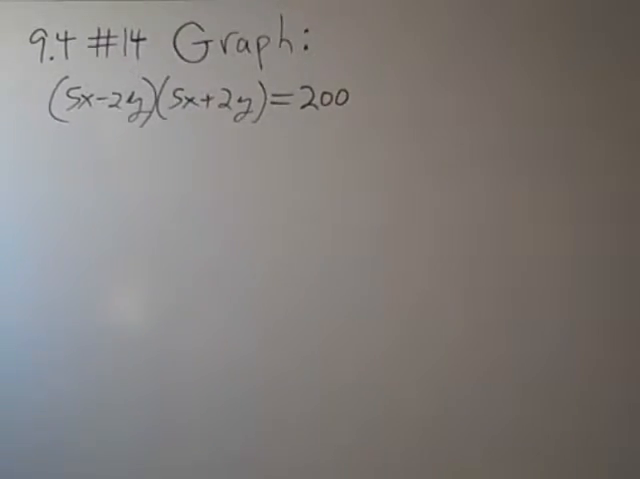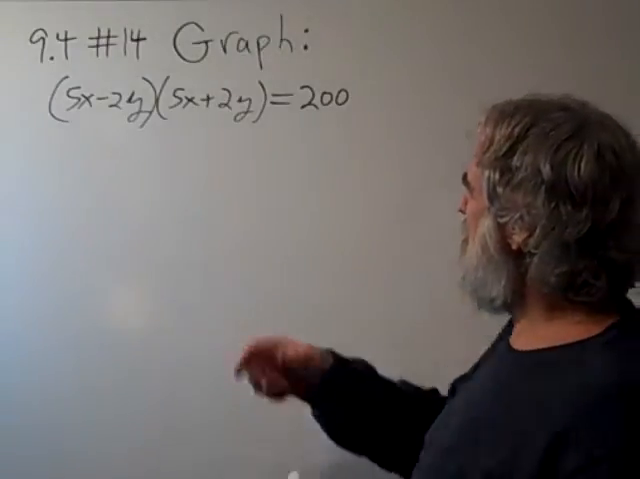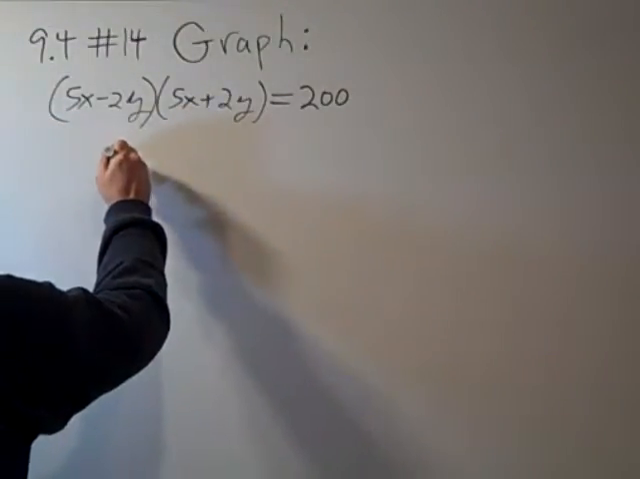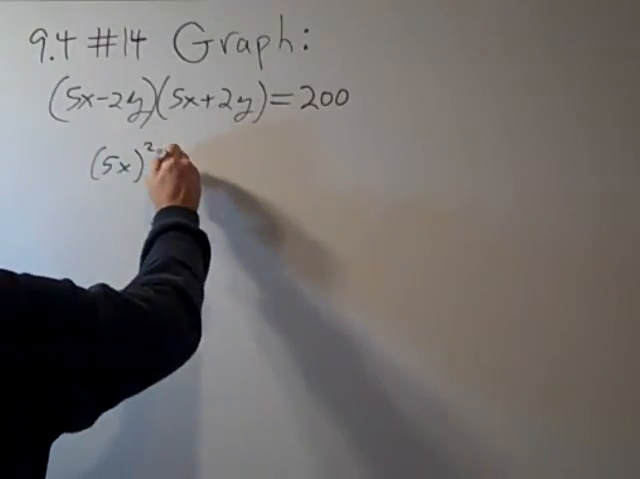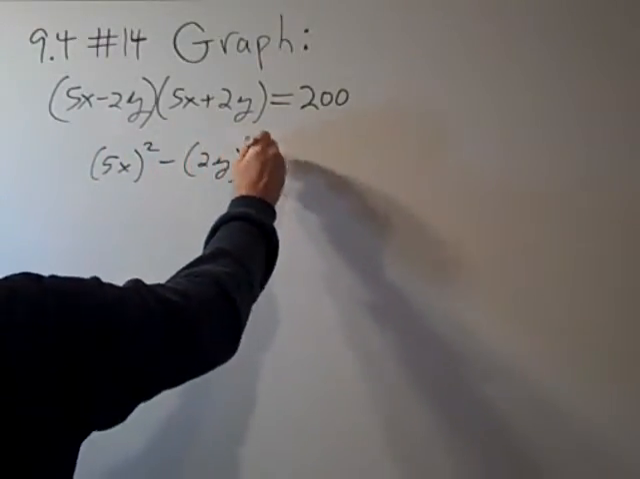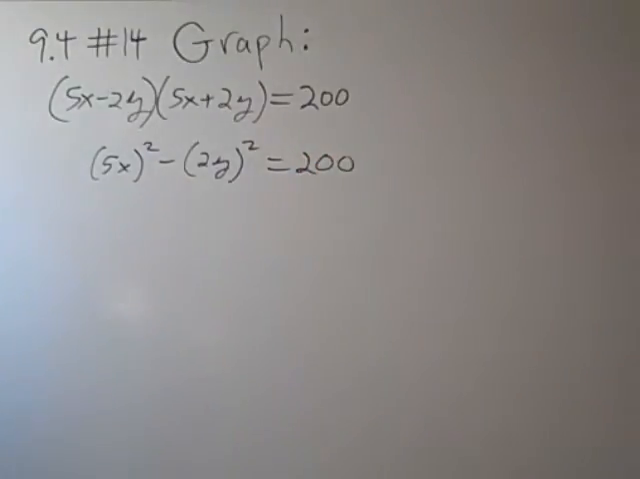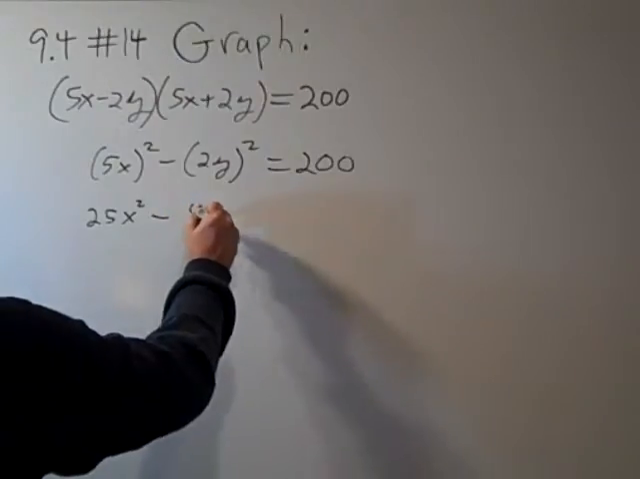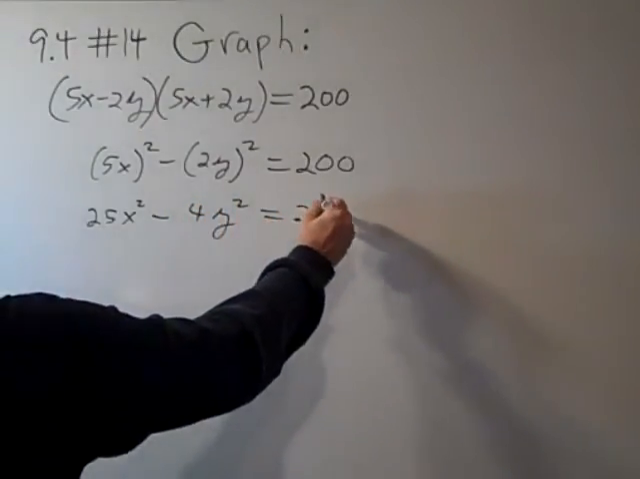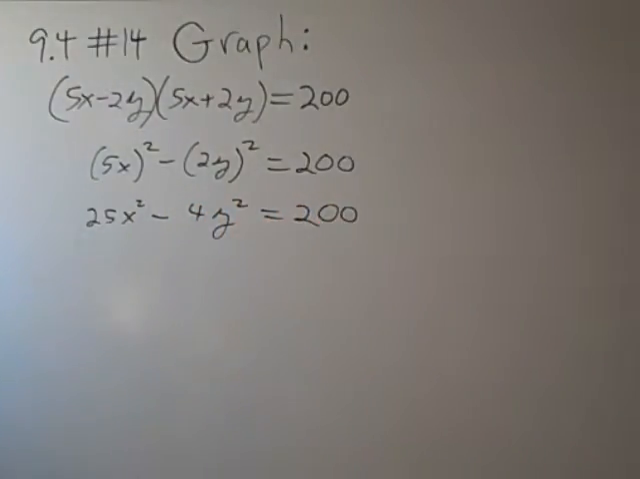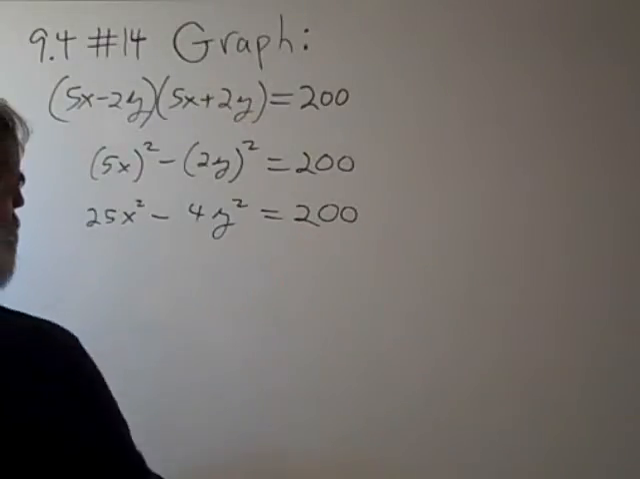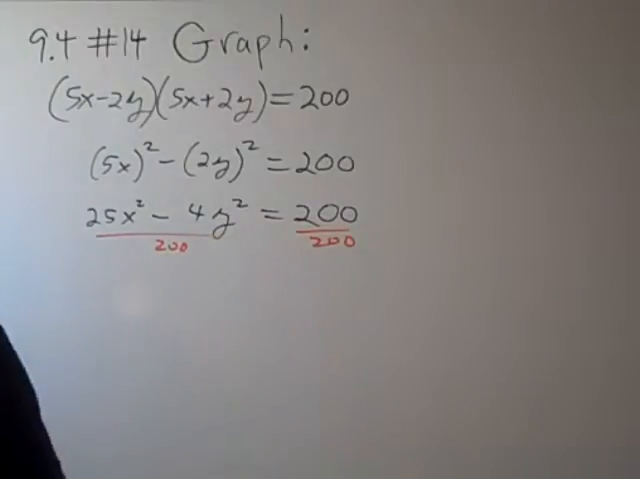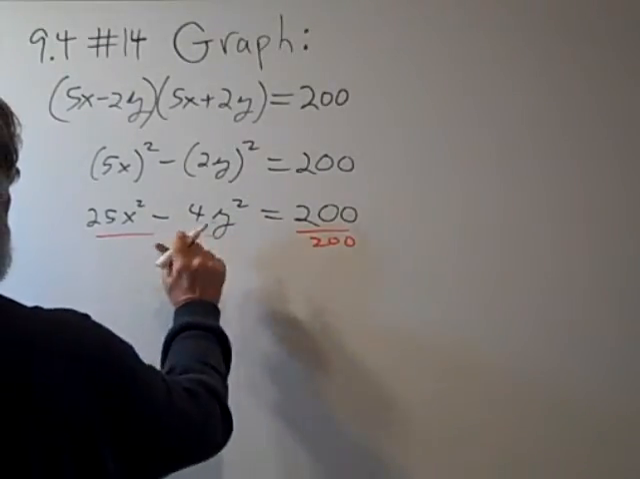First we need to multiply this out, and since it's an a minus b times an a plus b, the result is a squared minus b squared, or 5x squared minus 2y squared equals 200. So in other words, this is 25x squared minus 4y squared equals 200. To be in standard form, we need it to equal 1. So divide by 200 on both sides, and that's the same as dividing each term by 200.